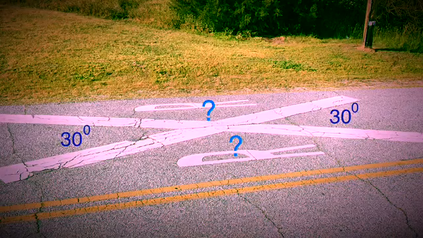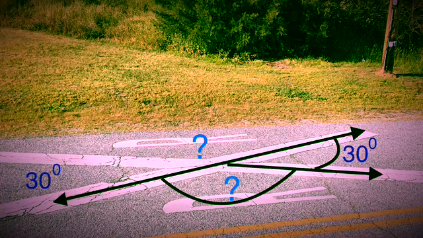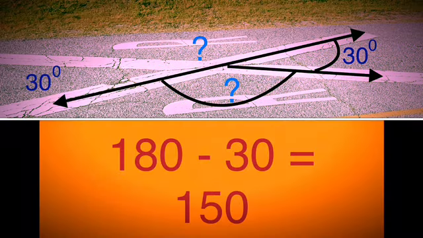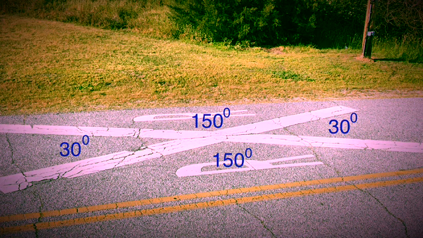Now that you know two angles are equal to 30 degrees, what is the measure of the other two angles? The two angles I put angle marks in are supplementary angles, which means together they both equal 180 degrees. So 180 degrees minus the 30 degrees we already have equals 150 degrees. And since this angle is 150 degrees, the other angle that's vertical to it is also 150 degrees.